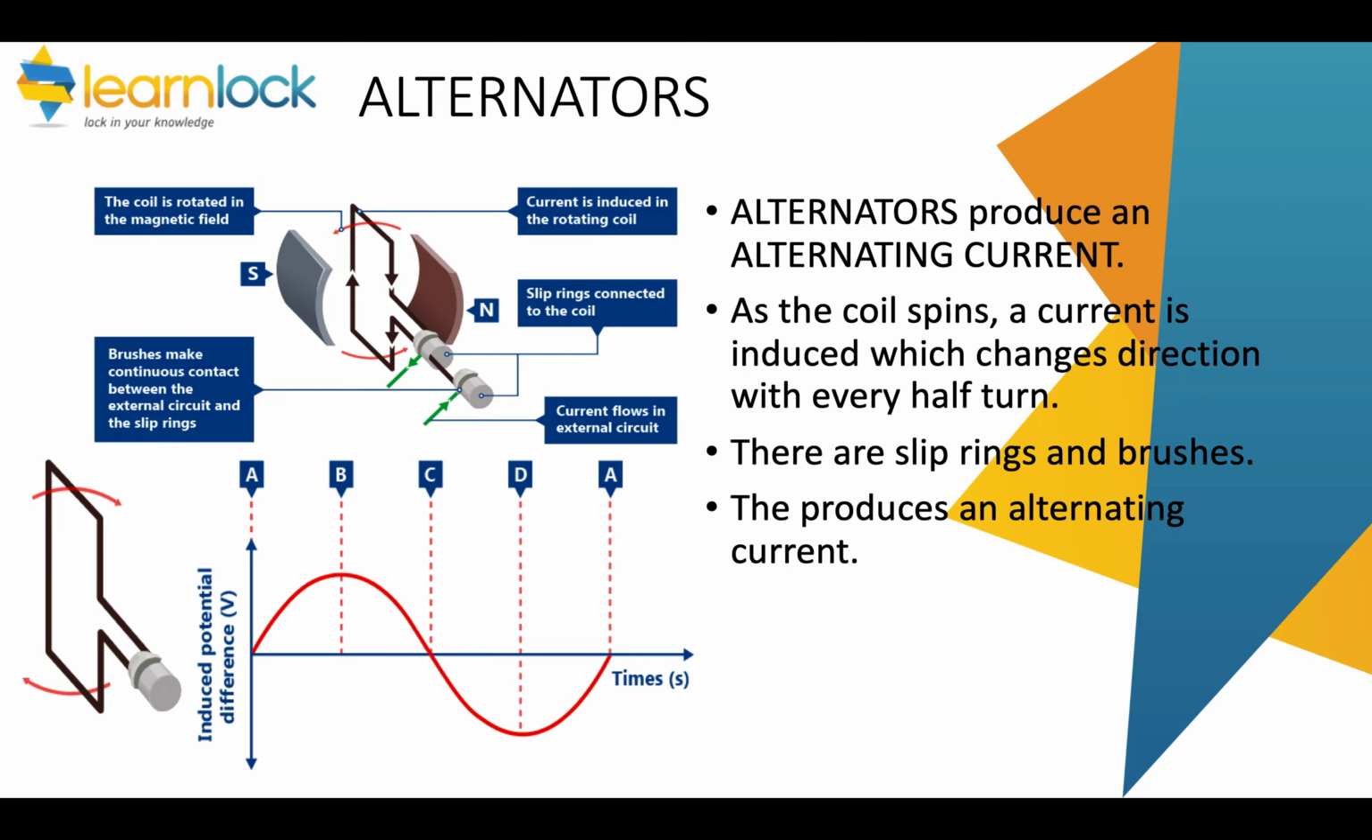Alternators produce an alternating current. This is shown in the diagram below. As the coil spins, a current is induced which changes direction every half turn. This is because of the slip rings and brushes as shown in the diagram. An alternating current can be seen on the graph.